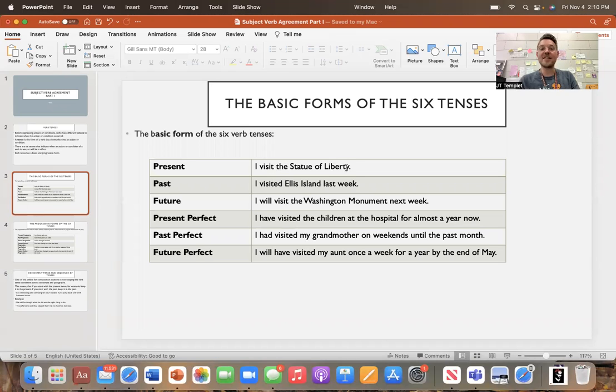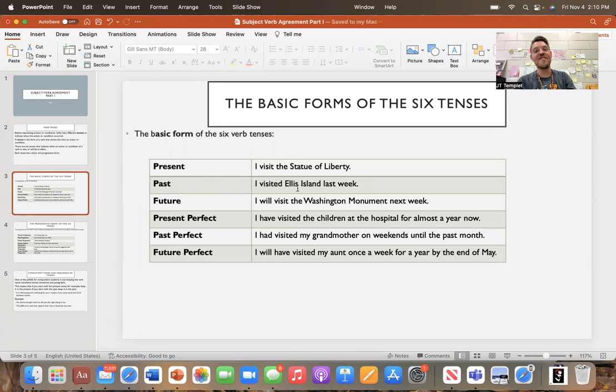So present, I visit the Statue of Liberty. Compared to the present perfect, that's a little more vague, right? When I say I have visited the Statue of Liberty, meaning you've done it, you're not doing it anymore. The visit, it may have occurred, you're visiting it now, you can visit in the future. If you see the distinction there.